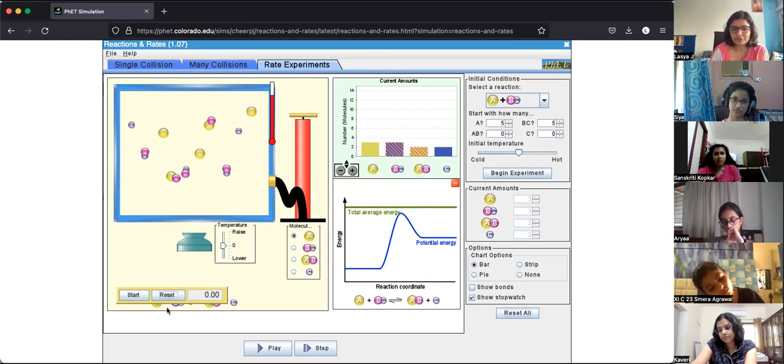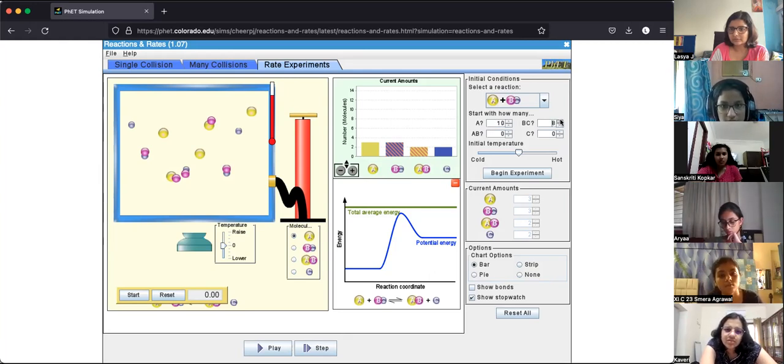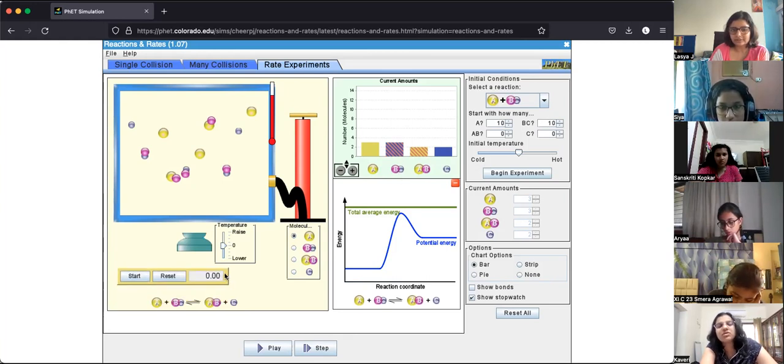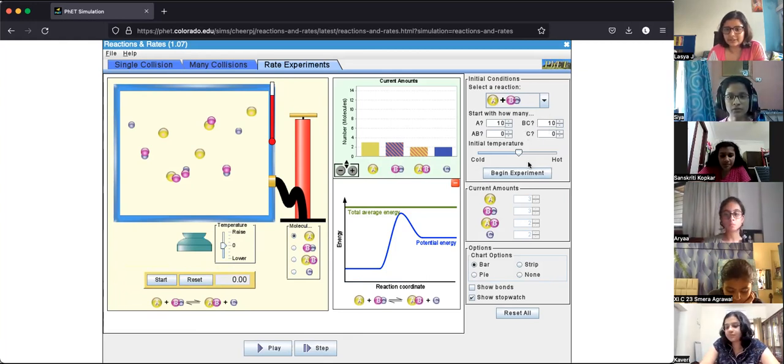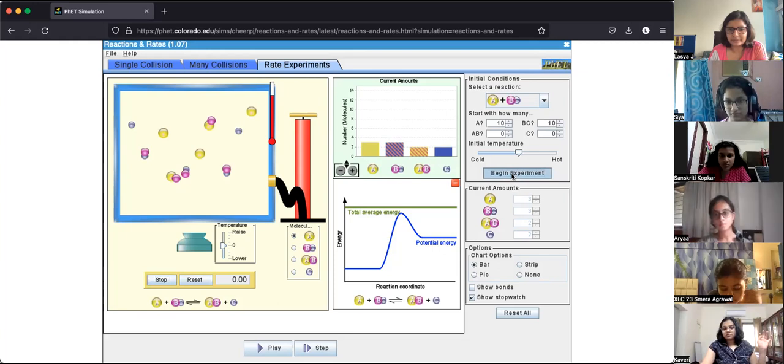So reset stopwatch. Let me increase. What is the gray thing? C. Where did C come from now? Initially you had A. Oh, A plus BC. Okay, so this is the reaction: A plus BC gives AB plus C. So now I've increased it to 10 and 10. Okay, let's see what happens. Same temperature, I didn't change the conditions. So start, begin.